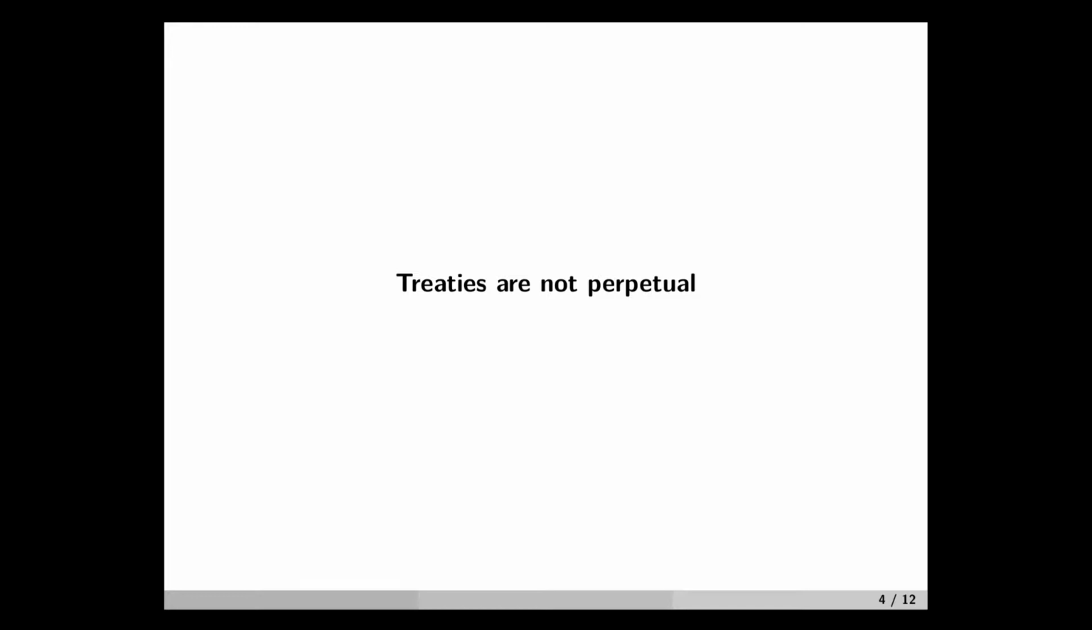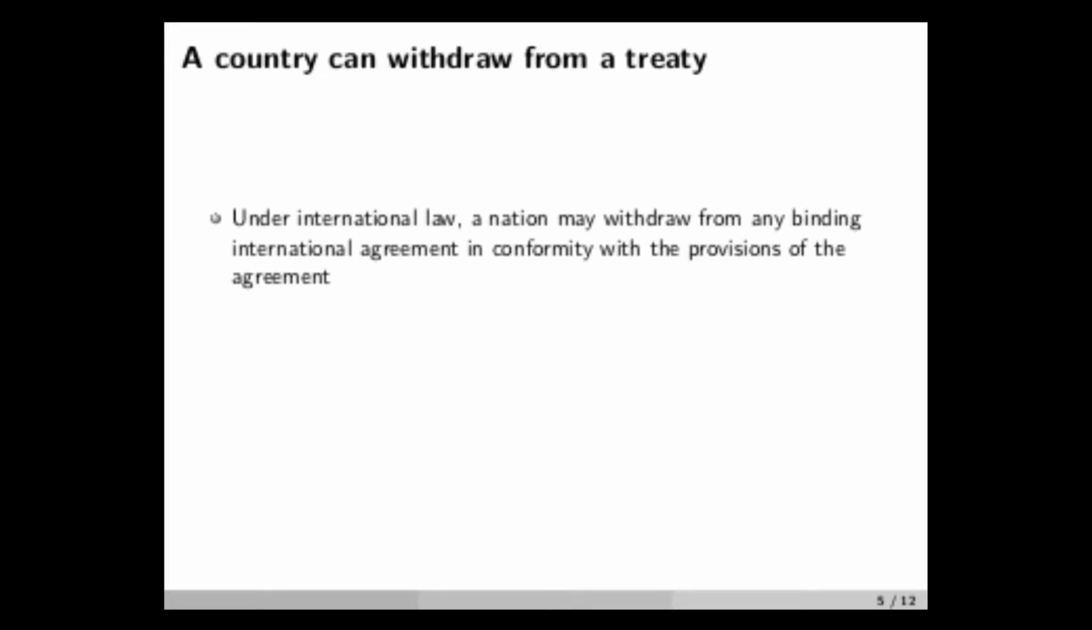But of course, treaties are not perpetual. And we know they're not perpetual because if a member state was bound by obligations, even when it chose to not be bound by those obligations, that would infringe on the notion of sovereignty. Remember, sovereignty says a sovereign nation has complete authority over all affairs within its borders. So we know that treaties are not perpetual. They don't last forever. And in fact, a country can withdraw from a treaty.